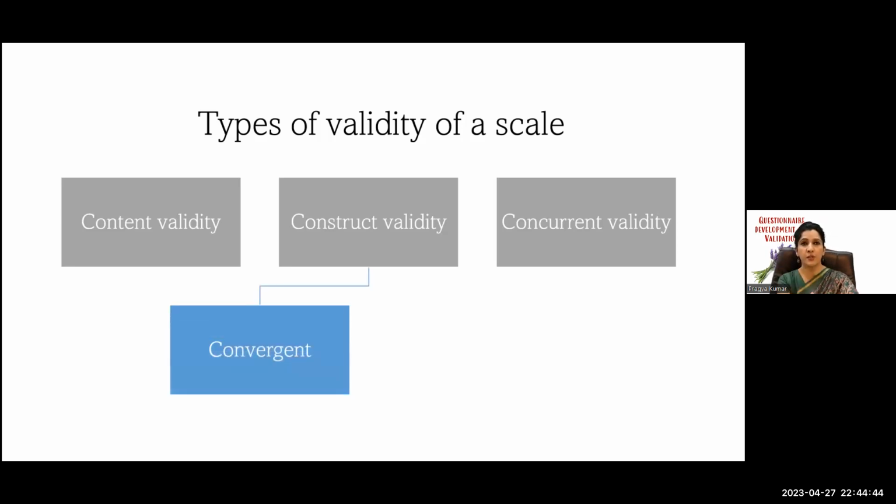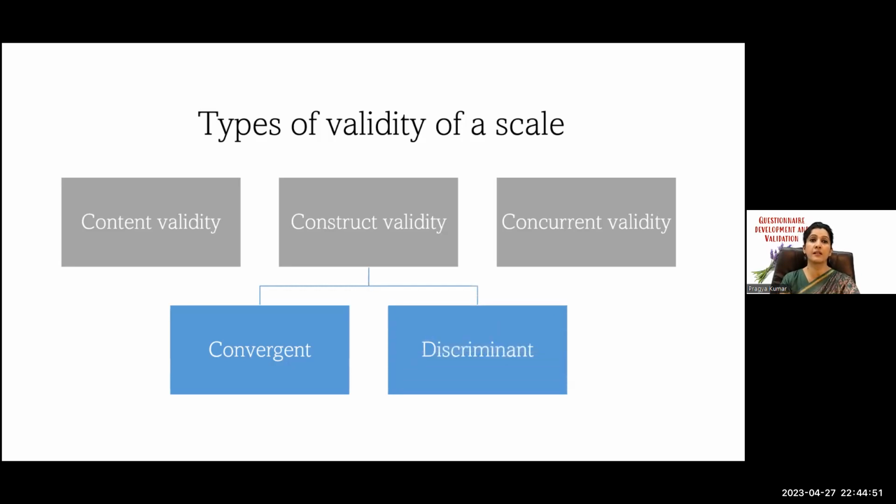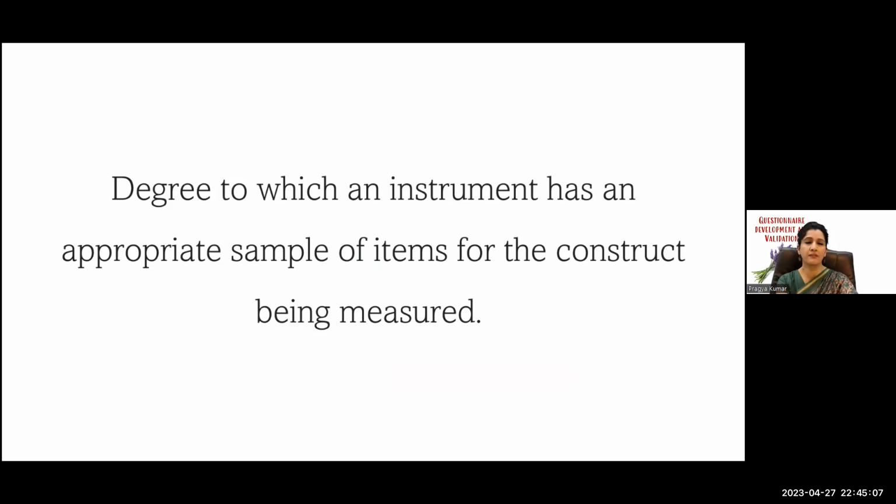In construct validity, there are two types of validity: convergent validity and discriminant validity. These two we'll discuss when we do the exploratory factor analysis. So right now, I am dealing with content validity. How do we define content validity? It is the degree to which an instrument has an appropriate sample of items for the construct being measured. That means the items which are there to measure that construct, are they covering the overall underlying construct or not? Do you feel that its suitability is less, moderate, or more?